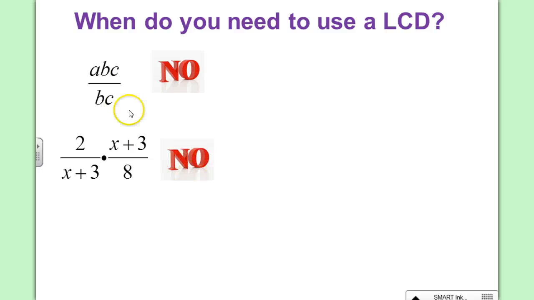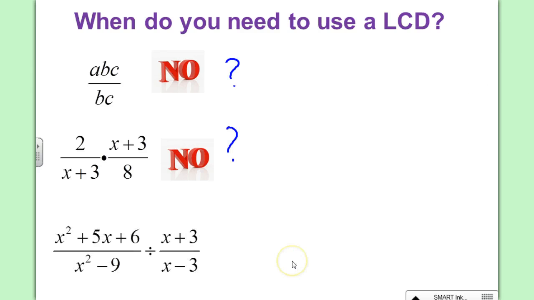I wonder if you could tutor me and explain why. I need you to think about this as well. Why don't we need a lowest common denominator there? We say no. Do you know why? Could you explain it? That's the standard of excellence. What about this? Do I need a common denominator now? I guess not. How about this? Do I need a common denominator now? And if so, why? Or if not, why?